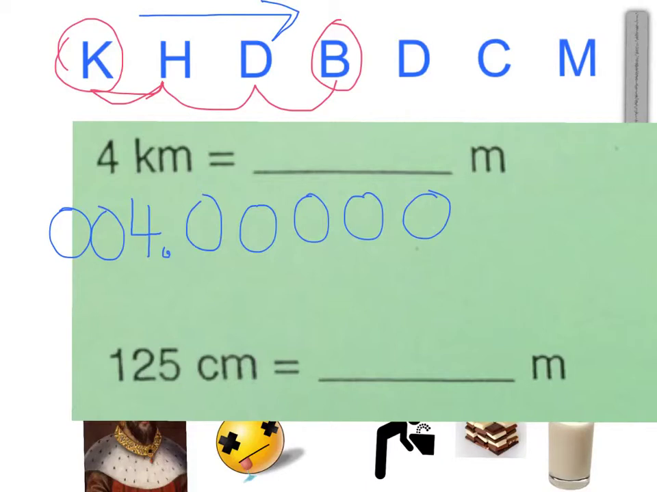Okay? Now, what we're going to do, since up here in this example, we went from kilo and we hopped 1, 2, 3 to the right. All we're going to do is take our decimal point, and we're going to do the same thing with it. We're going to hop 3 spaces to the right. 1, 2, 3 spaces to the right, and we're going to put it in there. That would give us a final answer of 4,000 meters.